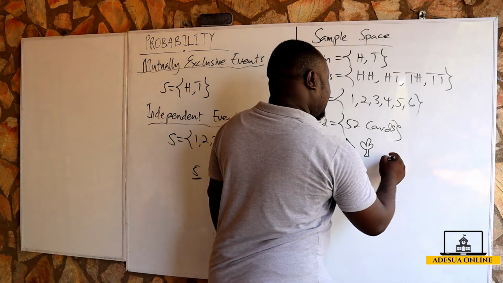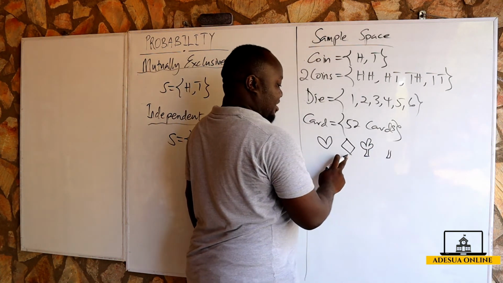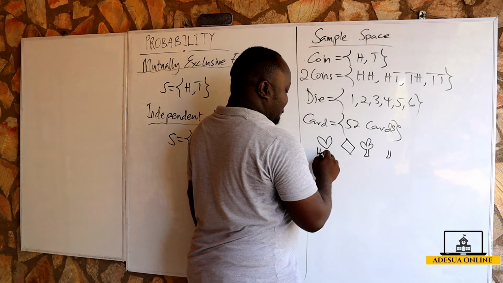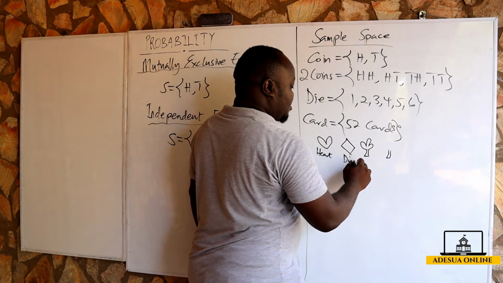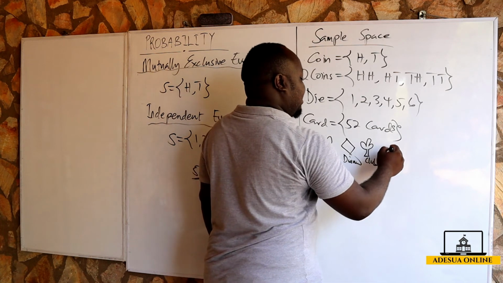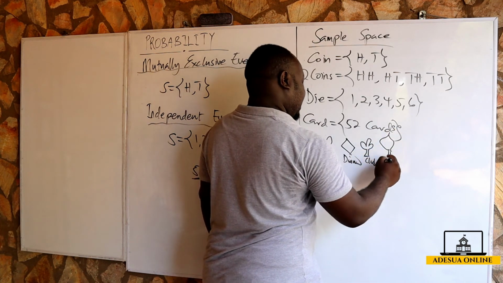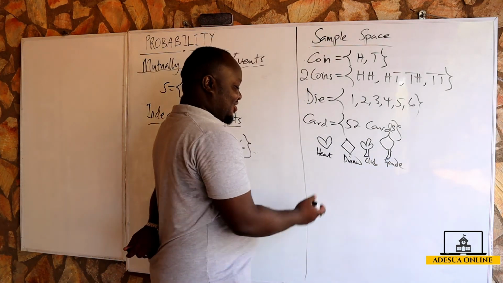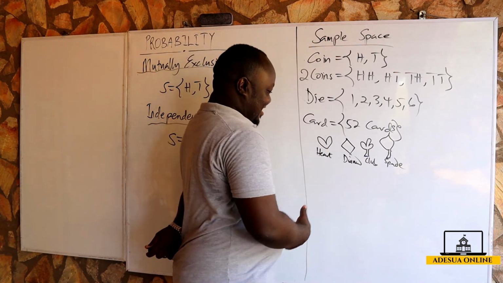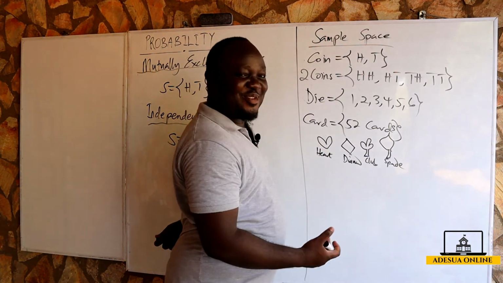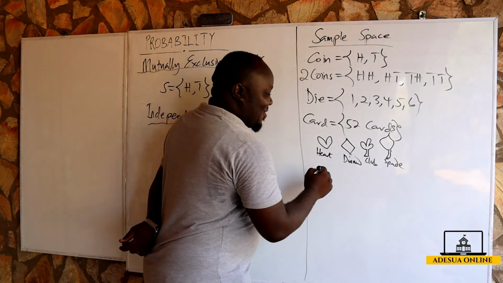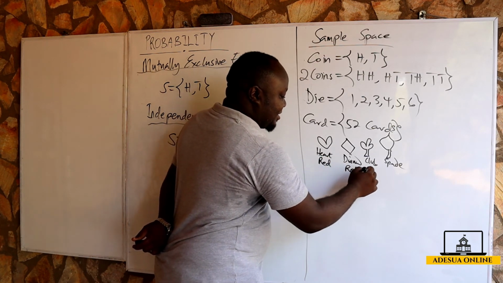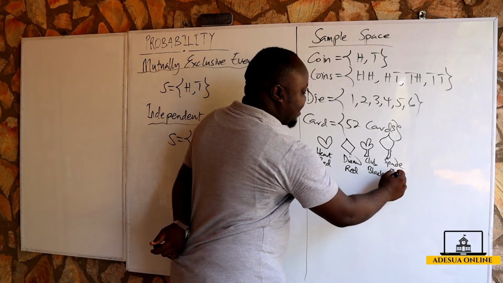And then we also have the diamond. So we have the hearts, the diamond, the club, and the spade. In each of them, this is red in color, this is also red in color, this is black, and this is also black.